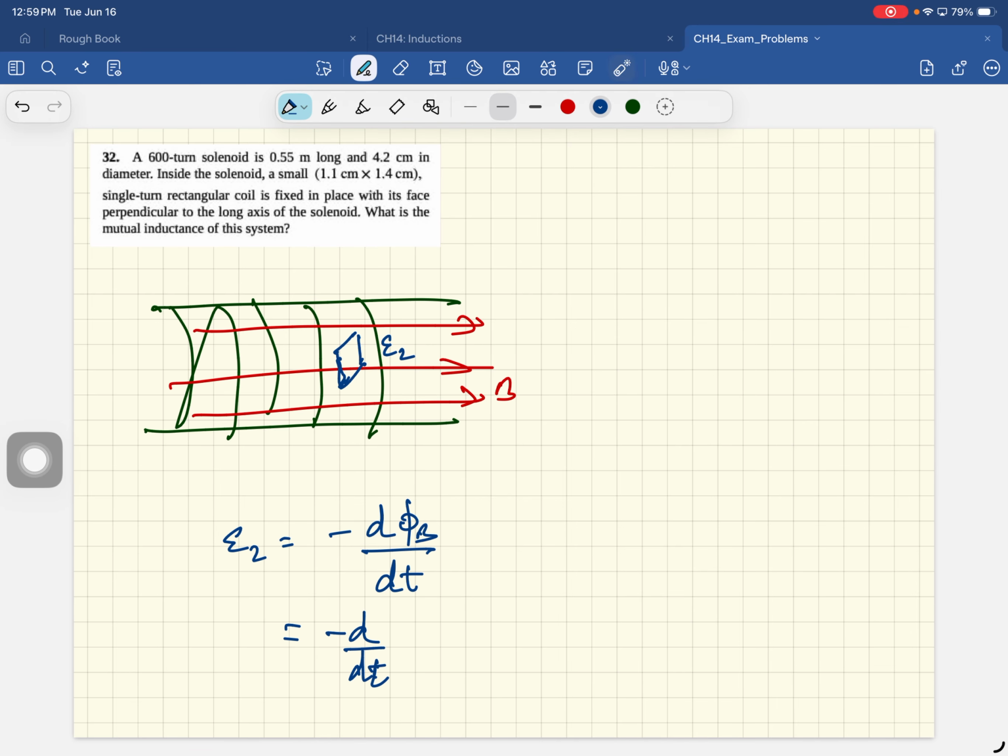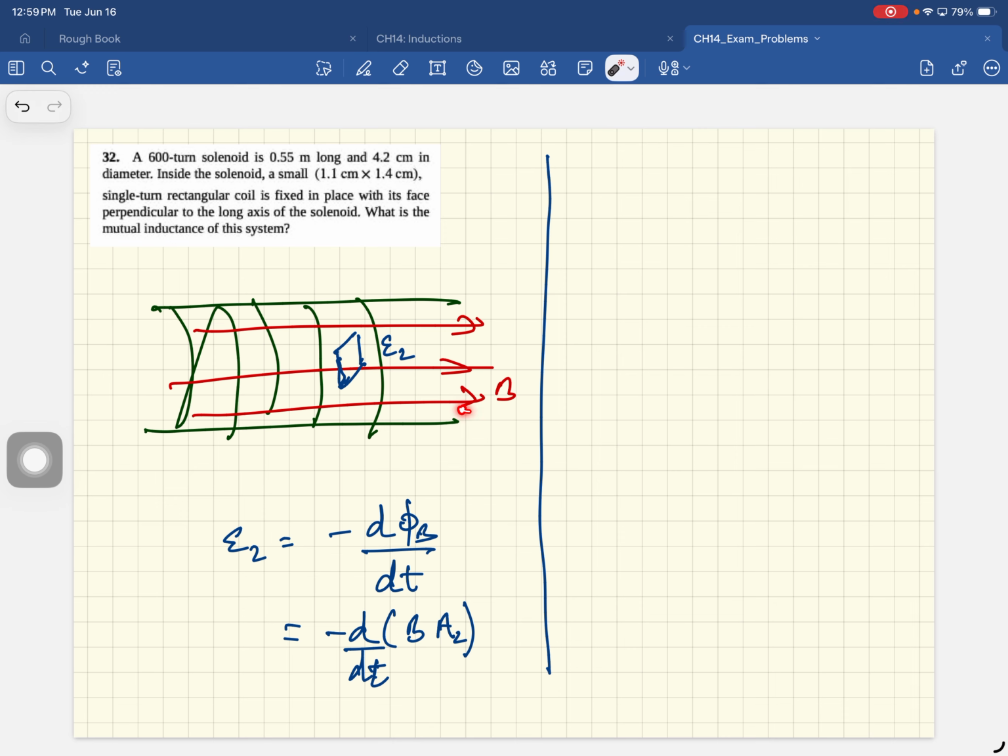Again, what the mutual inductance tells you is how large an EMF is induced in this coil when the current changes in this coil. Okay? So that's what that is.